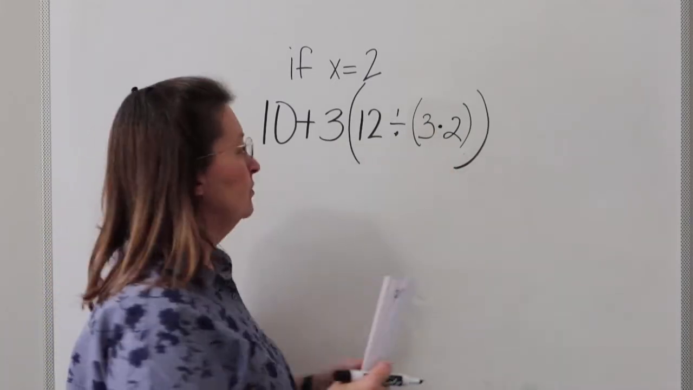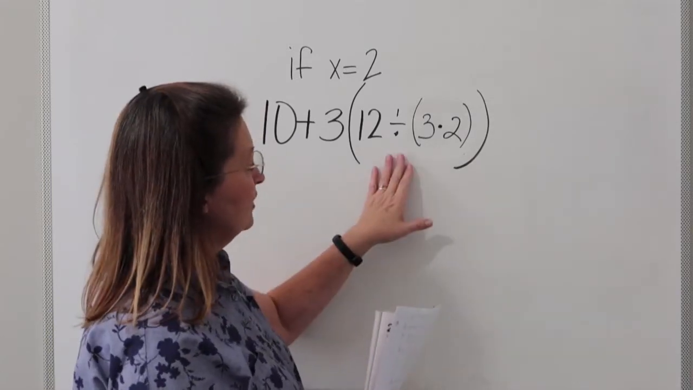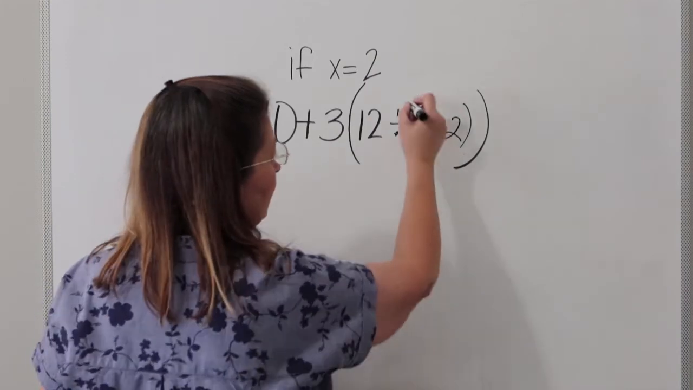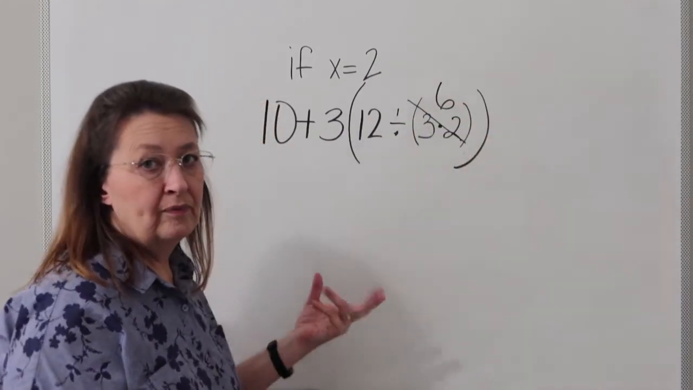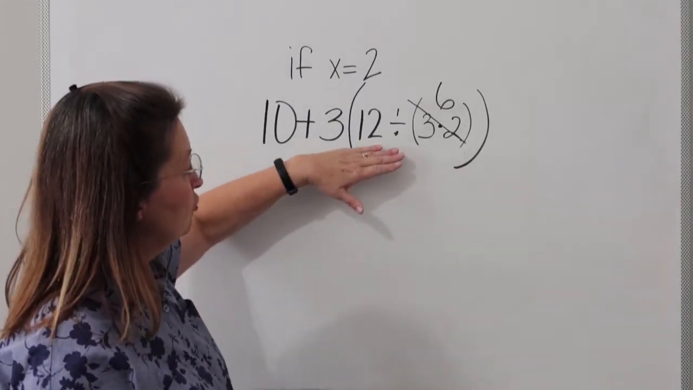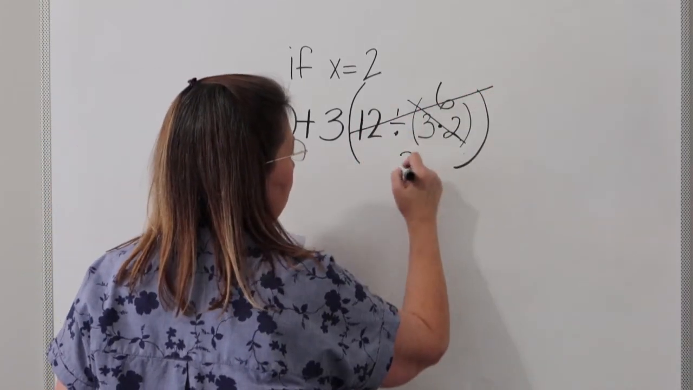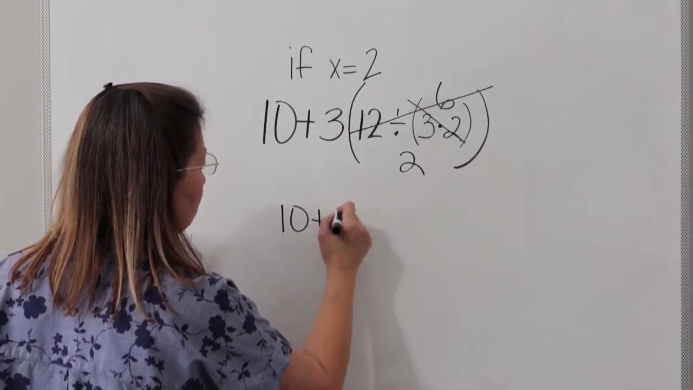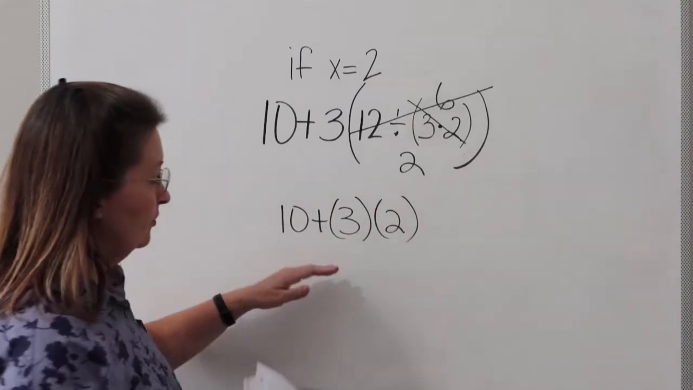3 times 2. And using PEMDAS, we're going to go to the parentheses first, go to the inside, and do what's in these parentheses. 3 times 2 gives you 6. Now we're still on the P part of PEMDAS, getting rid of parentheses. So 12 divided by 6 is going to be 2. Alright? So to clean this up, what you have at this point is 10 plus 3 times 2.